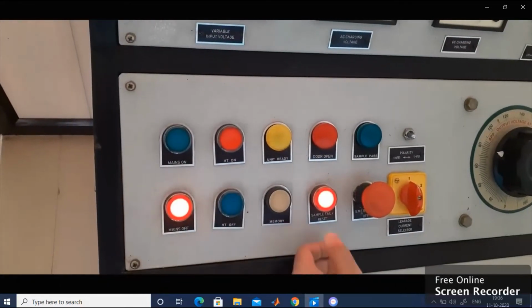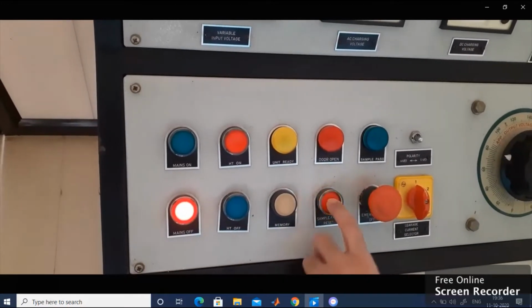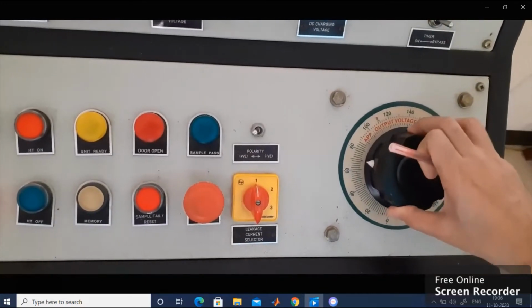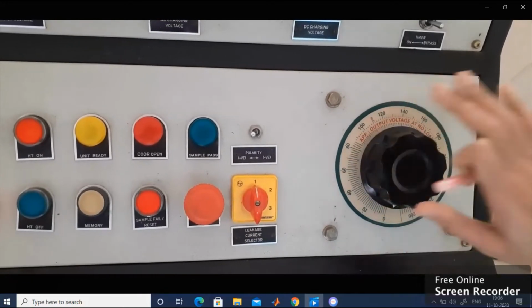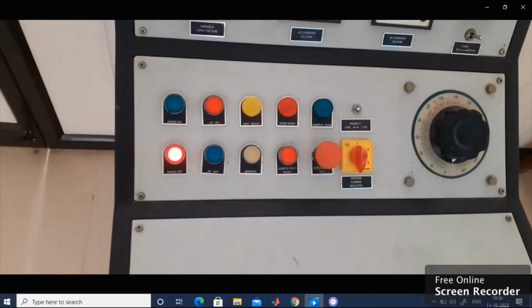Now you have to turn off the main kit. Then the relay has to be reset and activated. Your dimmer stat should be at the 0 position, which you have to maintain.